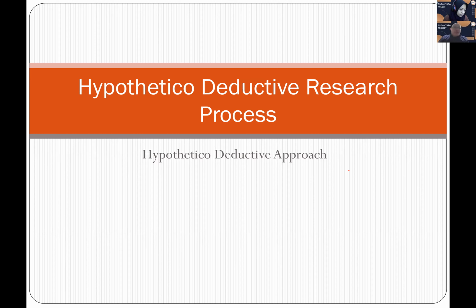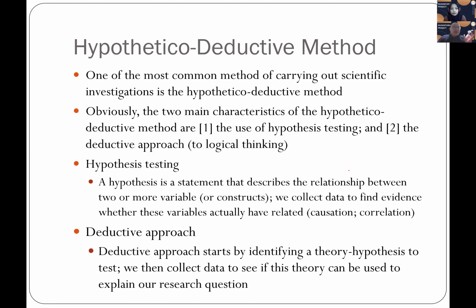So I'll focus more on the deductive research process. If we are using deductive, what are we going to do? We will have 7 steps, okay? But before this, we need to understand what the hypothetical deductive method is. One of the most common methods to carry out investigation is the hypothetical deductive method. So what are they? Obviously we have hypothetical as the first element, deductive as the second element.